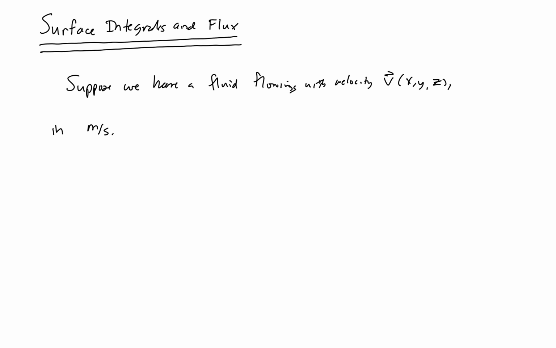So what we're going to say is we're going to consider that we have a surface S that's immersed in the fluid. One idea you could think of here is suppose we have blood flowing through a blood vessel, and then we put an imaginary surface inside the blood vessel, and we want to ask how much blood flows through that surface per unit time. So that's what we want to calculate.